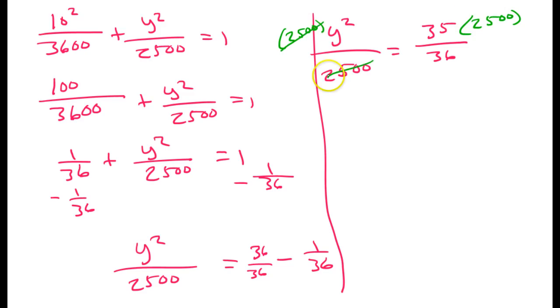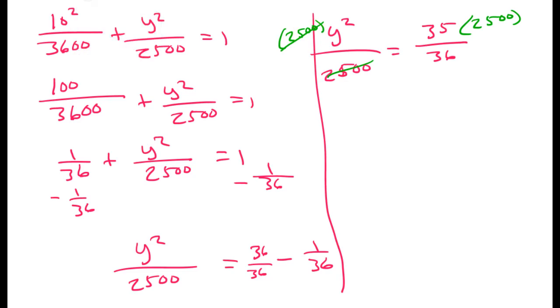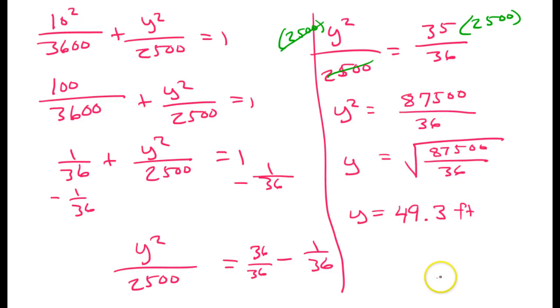Because that way these will cancel each other out. So that's going to give me y squared equals, and I'm just going to calculate all this out. So what had happened was I multiplied these, I got 87,500 over 36. I'm going to have to take the square root to get y, and that turned out to be 49.3 feet.